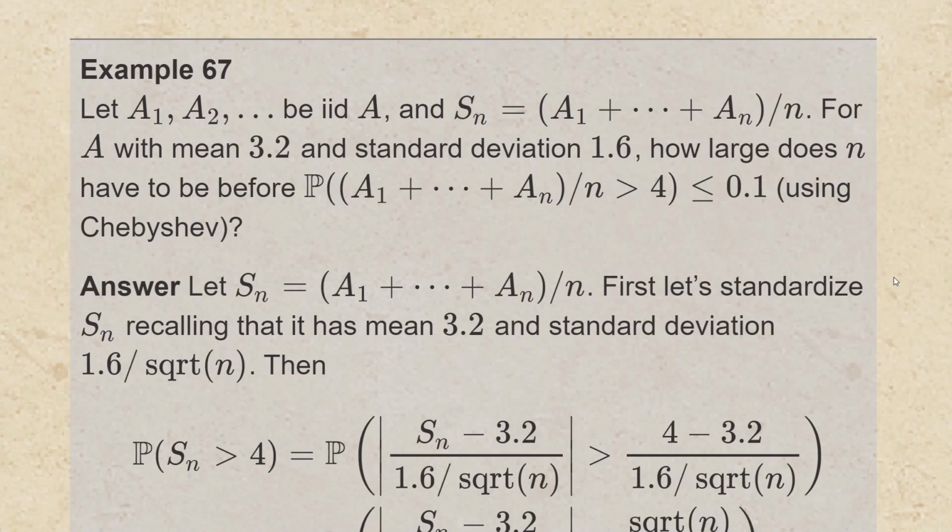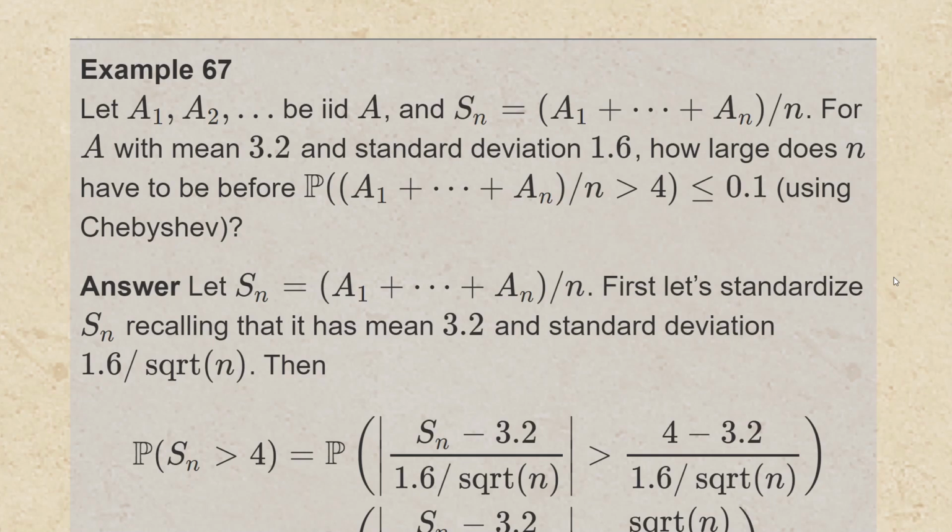For instance, if A sub 1, A sub 2, and so on are IID, and S sub n is the sample average of the first n of the A sub i, for A with mean 3.2 and standard deviation 1.6, how large does n have to be before the probability that the sample average is at least 4 is at most 0.1 using Chebyshev's inequality?